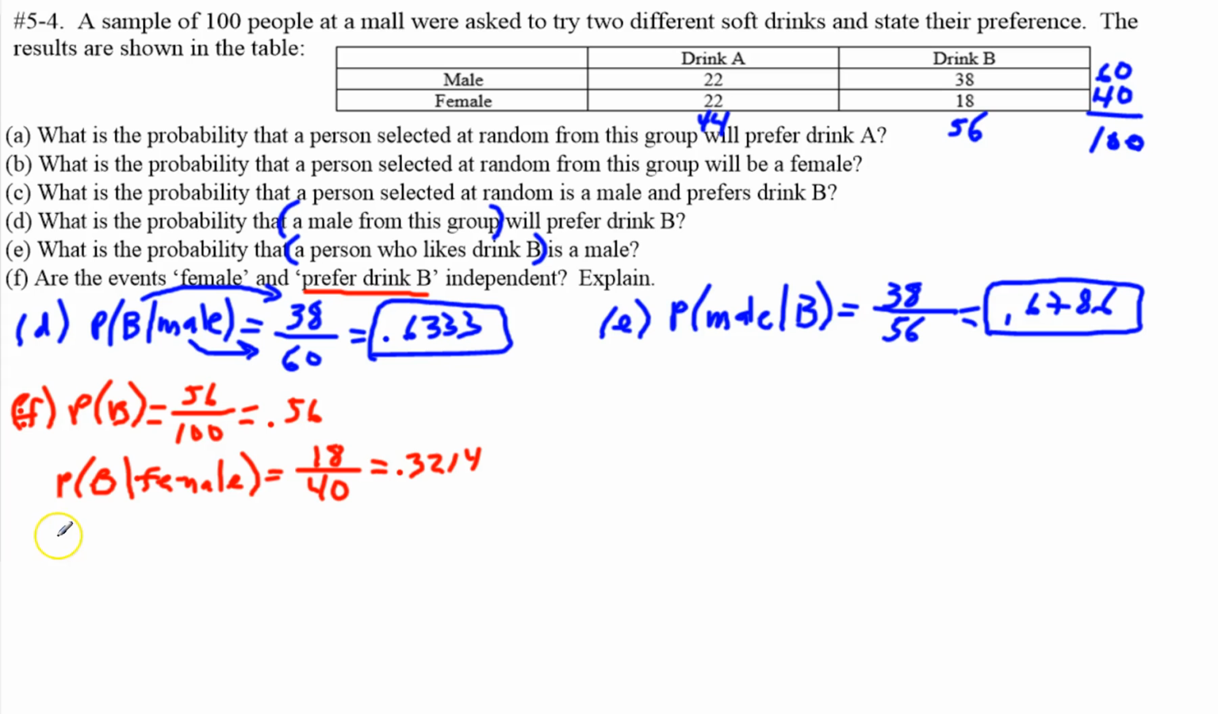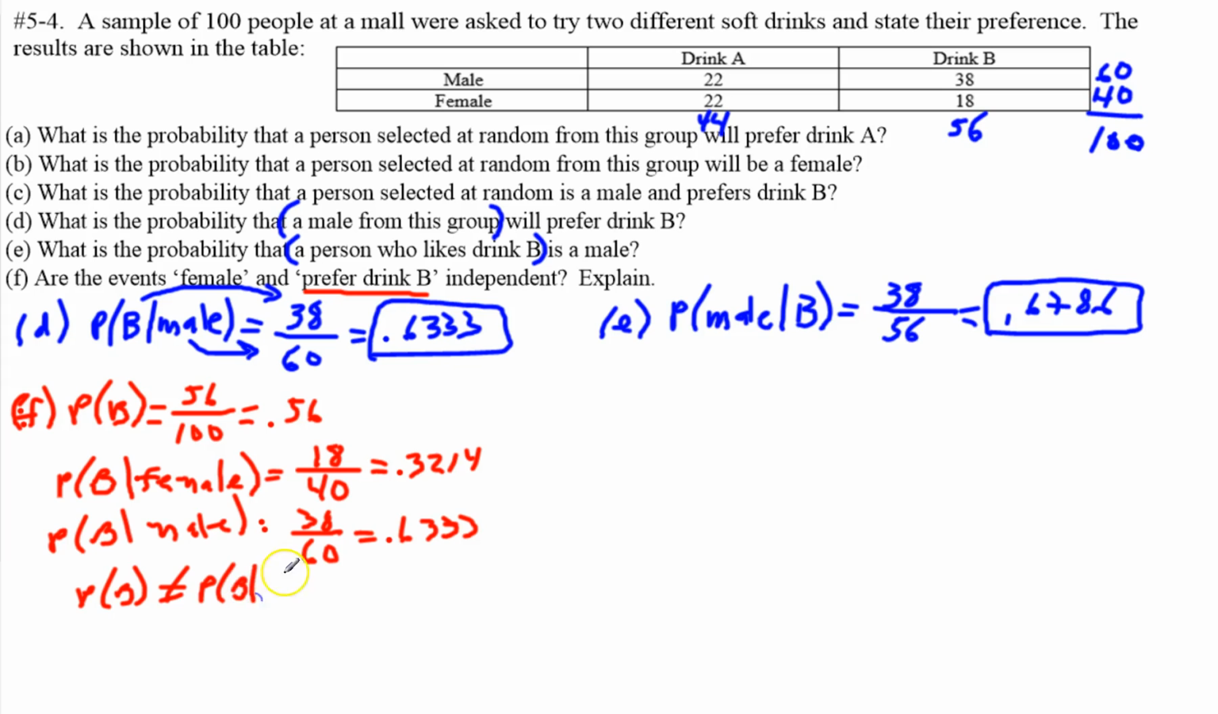We could also have chosen to do the probability of B given male, and that would give me some other value, right? That would actually turn out to be, let's see, out of the 60 males, 38 prefer drink B, right, which we found above is the 0.6333. So you only have to check any two of those. And in this case, if they're not the same, then we would say because the probability of B is not the same as the probability of B given, say, female.